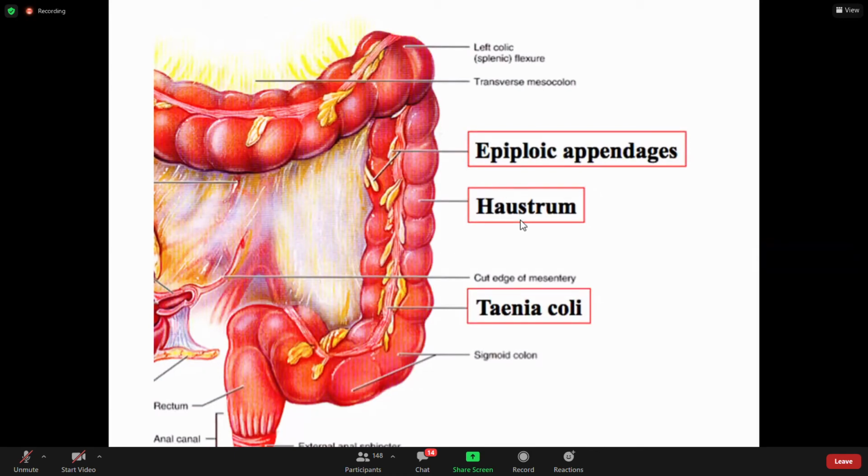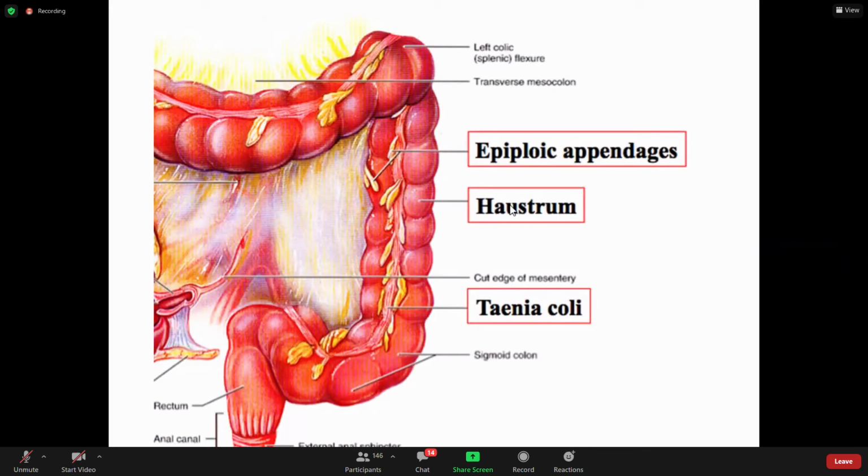So basically there are a series of these dilated and constricted pouches in the wall of your large intestine, and these are formed because there is a difference between the length of your large intestine and that of the tinea coli, and this puckered appearance is termed as haustration or the sacculation. So this is the second very important differentiating feature.